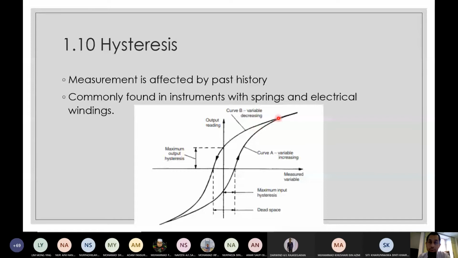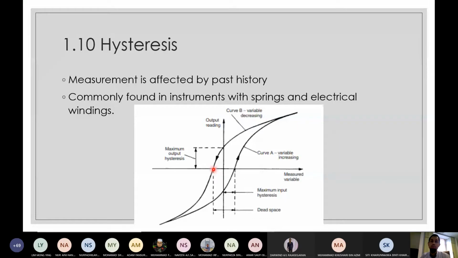But then when you reduce the value of the reading, suddenly it follows a different path. It doesn't go back to the original path, it goes a different path. So you have a different reading when you reverse the process. We call this hysteresis, when measurement is affected by past history.